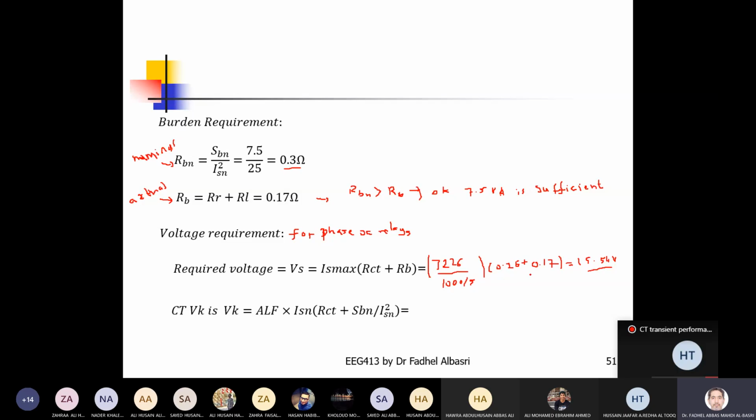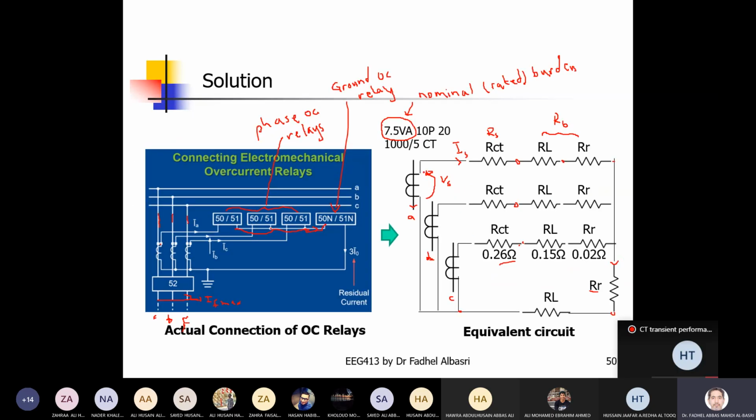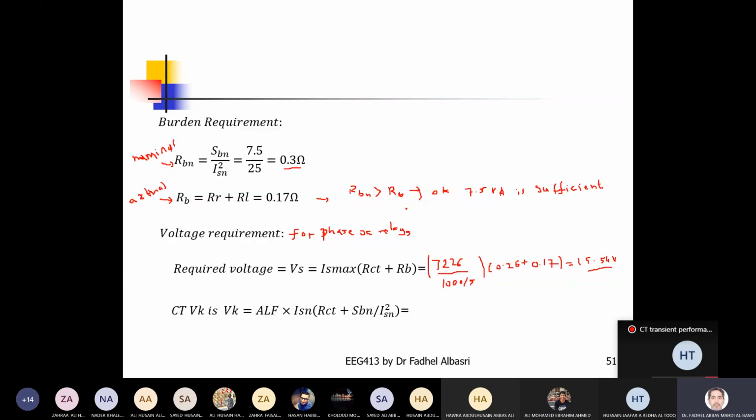Okay, so this is the voltage that will develop at the secondary side of the CT at maximum fault current. Now I have to compare this with the voltage class. Can this CT class handle this voltage without saturation? We don't want to exceed the 10% error. So what is the actual voltage class?